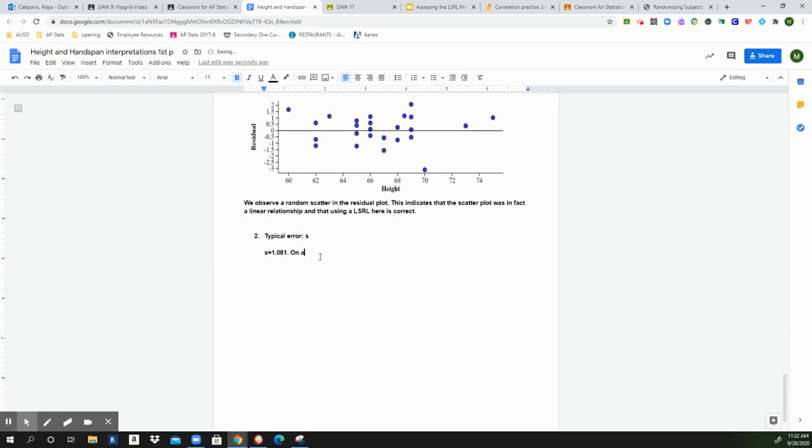So on average, the least square regression line makes 1-inch errors when predicting handspan from somebody's height.